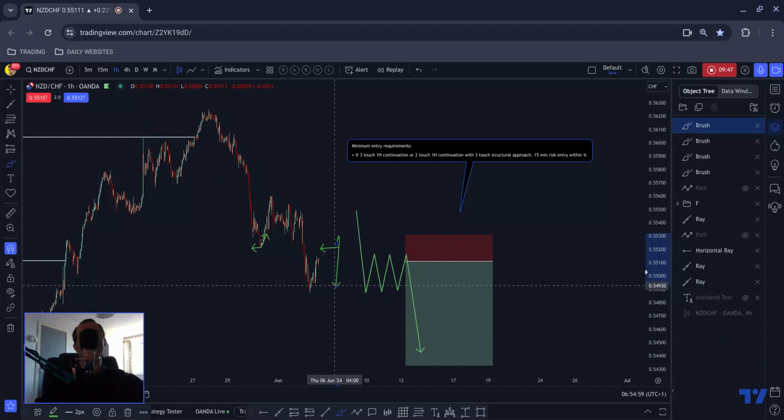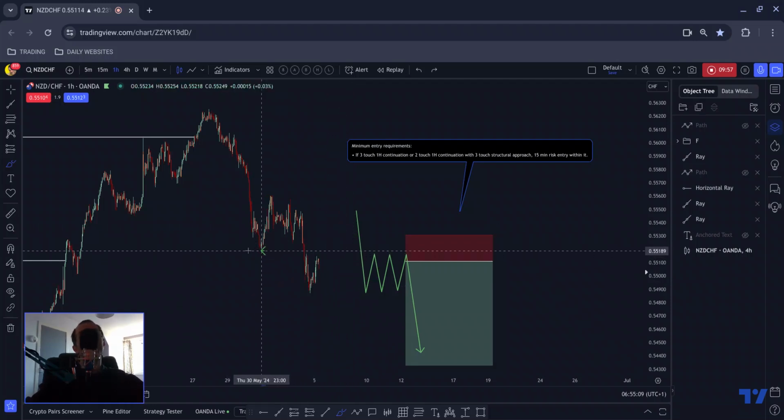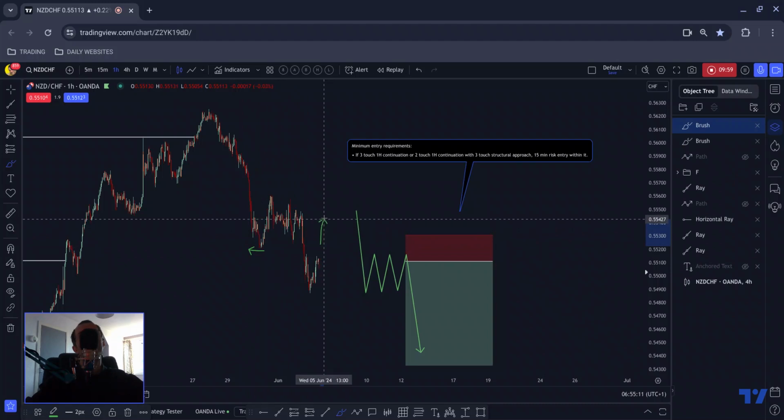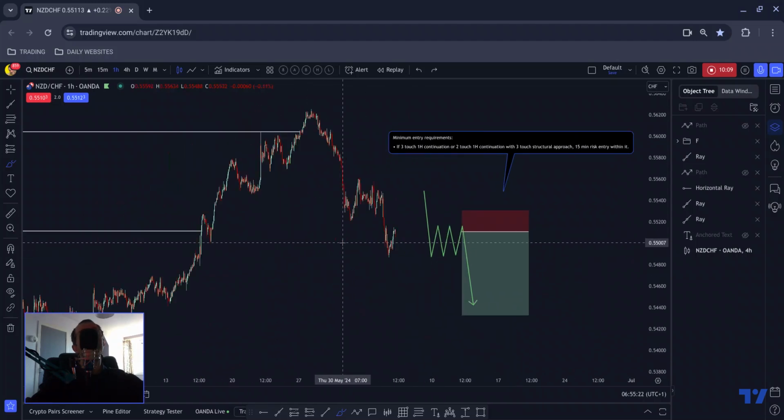Okay, so where are we actually wrong in this instance? Well, if we started to break above these highs here and push up, then the trade idea, in my opinion, has been invalidated. So just protecting myself just above this high, that's what I would do. So that is Kiwi Swiss.